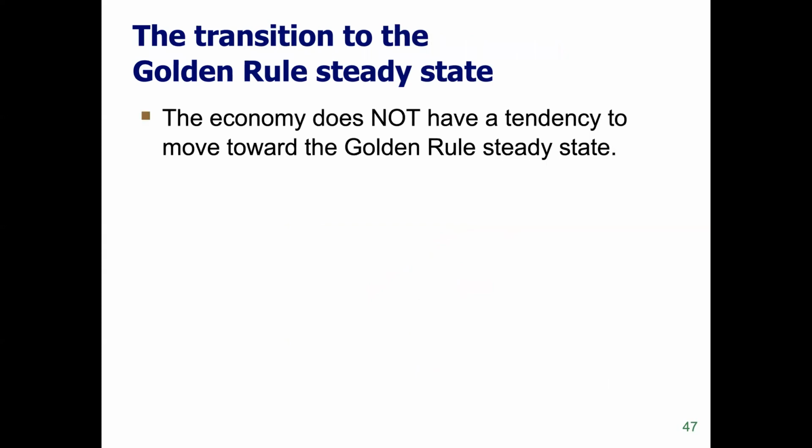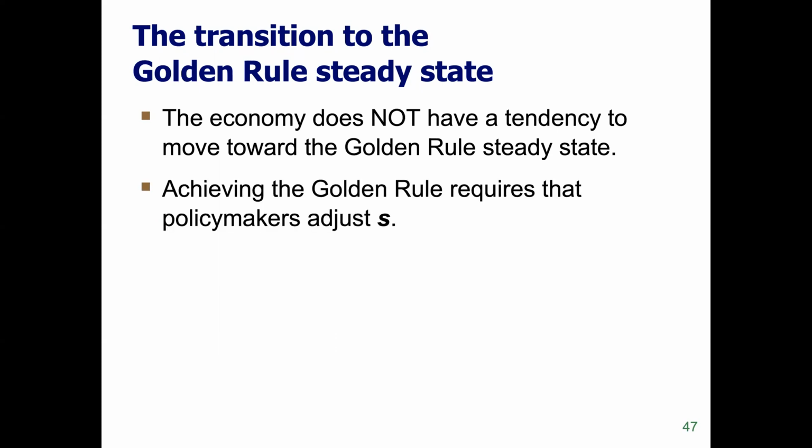Now, let's think of the transition to the golden rule steady state. Notice, very importantly, the economy does not have a tendency to move towards the golden rule steady state. The only way you can get it to the golden rule is by policy, by getting the saving rate to the appropriate level. If you don't do anything to try to adjust the saving rate, it would only be by pure luck that you'd ever get to the golden rule steady state. Achieving the golden rule requires that policymakers adjust the saving rate, little s.